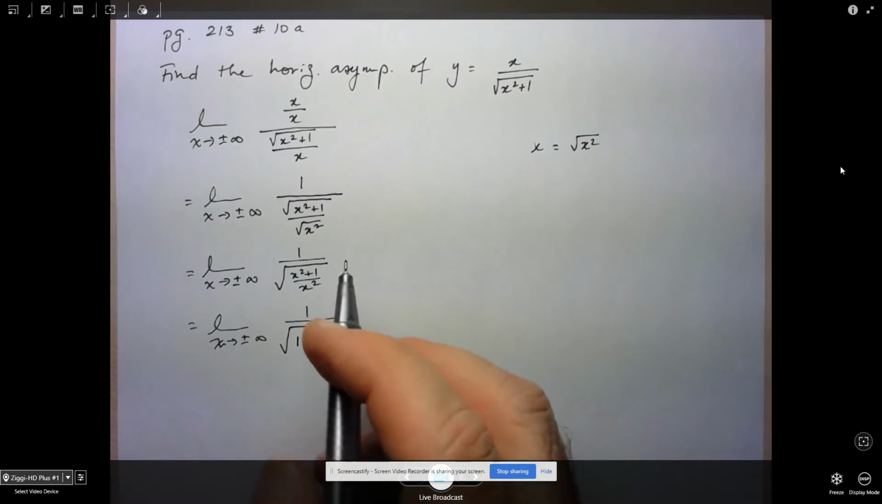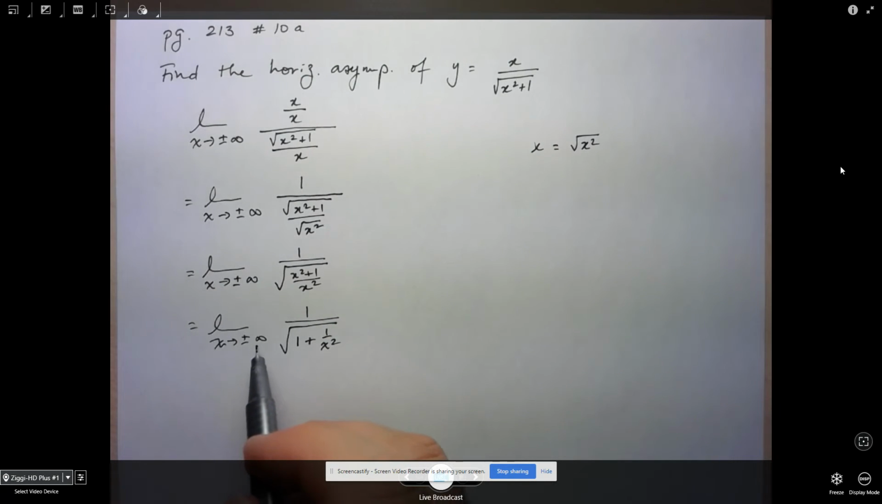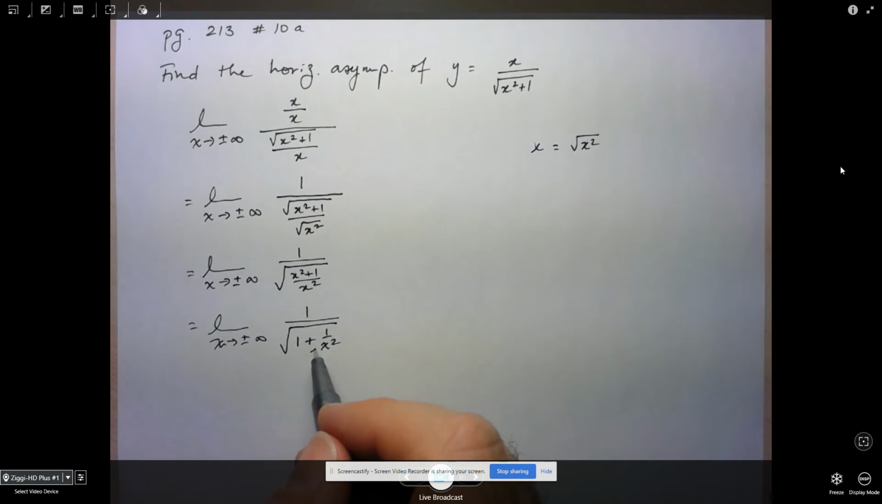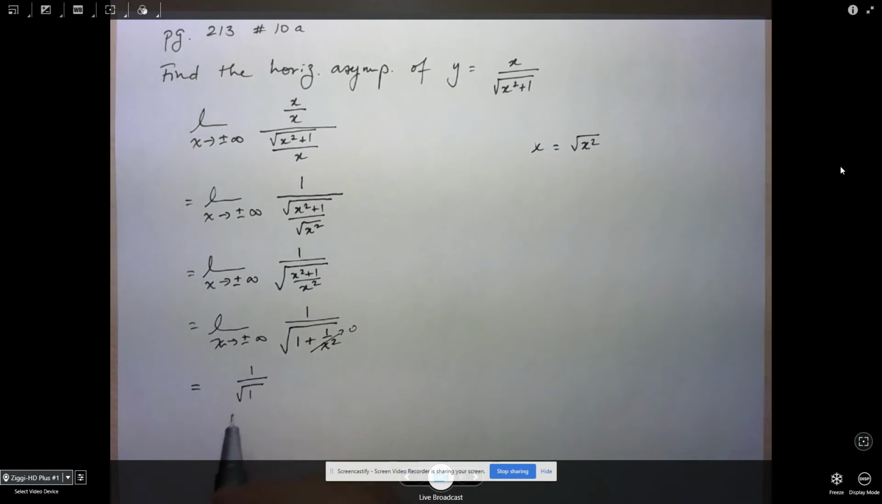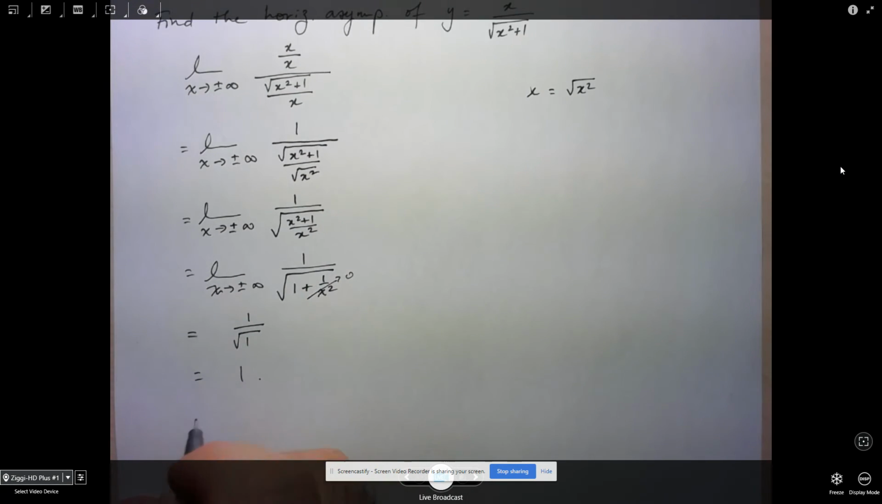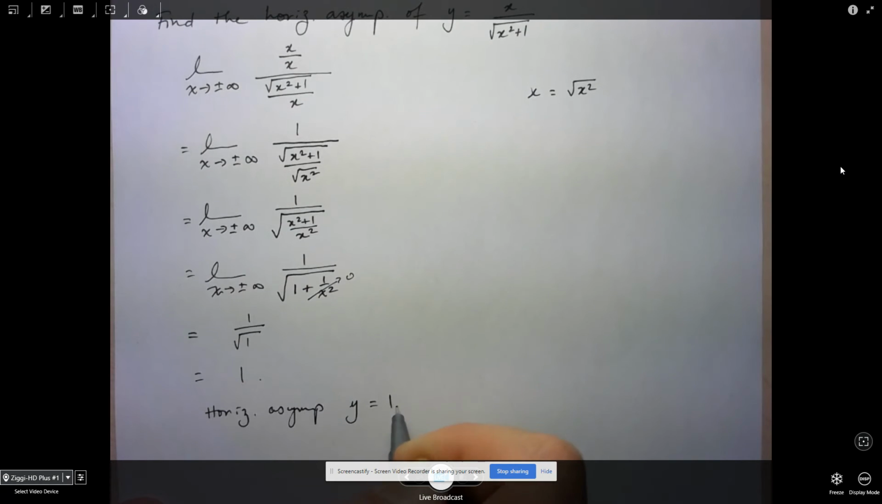As x gets very large or very, very small, the 1 over x squared expression approaches 0. So the whole thing approaches 1 over the square root of 1, which is just equal to 1. That means the horizontal asymptote is given by y equals 1.